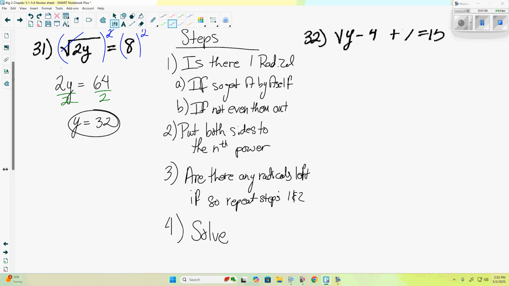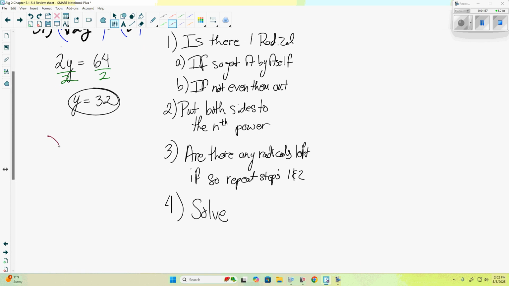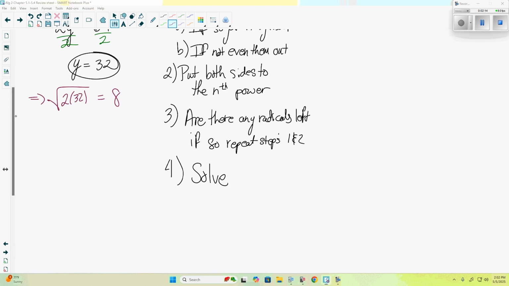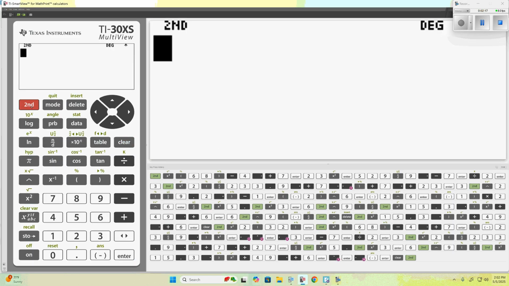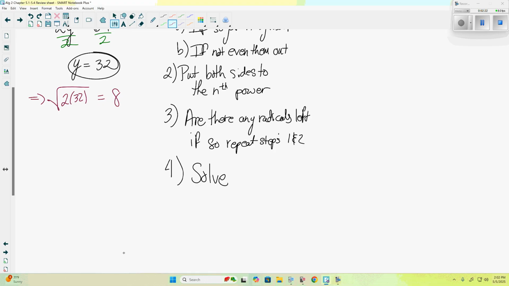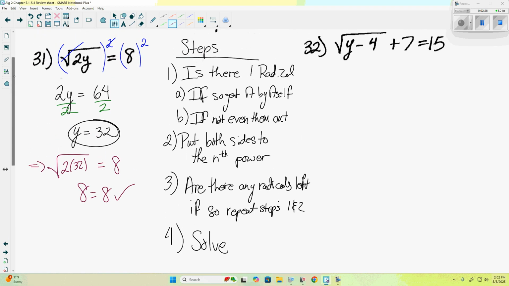Next thing we need to do is check 2 times 32. So we can check our answer, make sure this works. We just need to plug it back in. Now with checking, the bare minimum of what you need is at least one line showing that you plugged it back in for each variable. And then we can simplify it. The left-hand side, we can grab the calculator. Second square root, 2 times 32 is 8. So that's telling us 8 is equal to 8, which is true, so 32 is the correct answer. That's all we've got to do. Questions on 31?